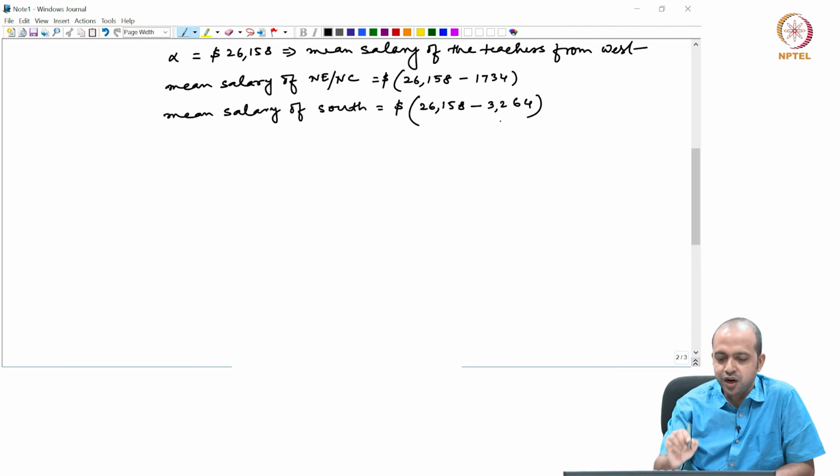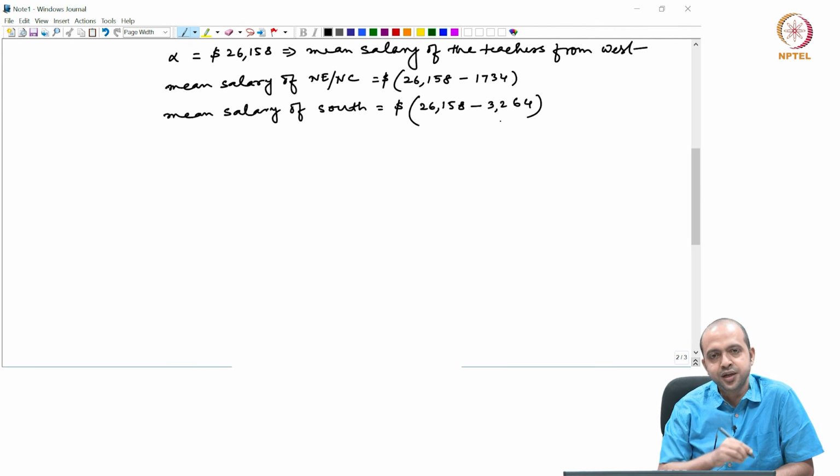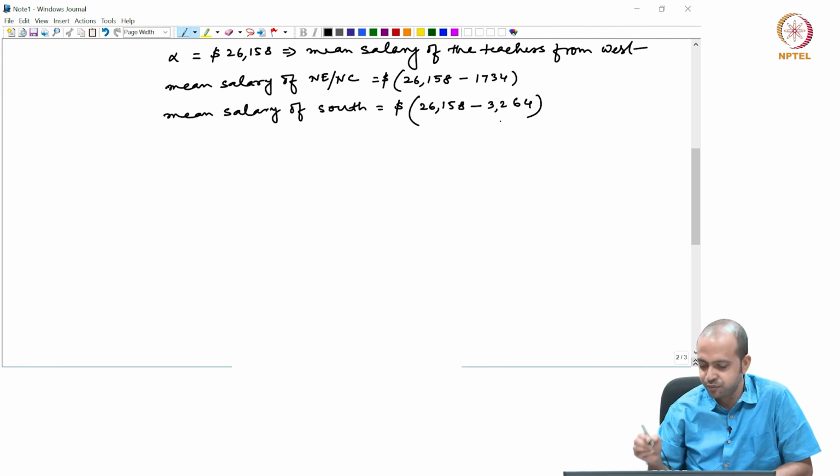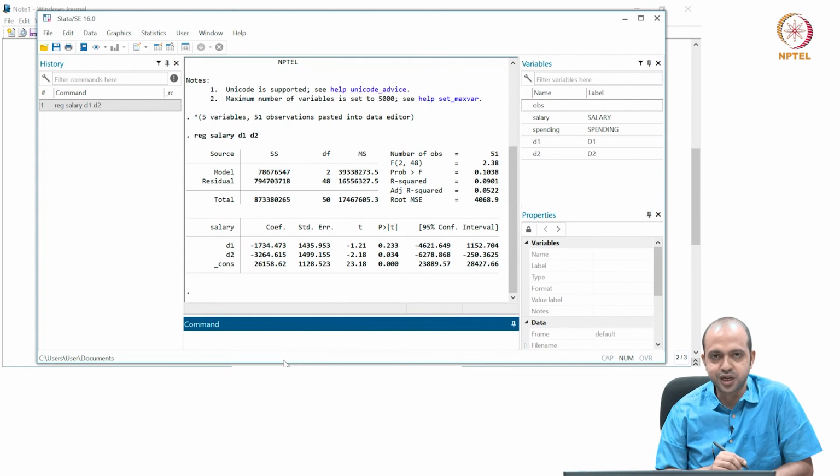Okay. This is how you can determine the mean salary of the Northeast, North Central and Southern region when you already know the mean salary of the West category, because beta 1 and beta 2 indicate the difference. So, in this example D1 and D2 indicate the difference in mean salary between the Western region and Northeast, North Central, and between West and the Southern region.